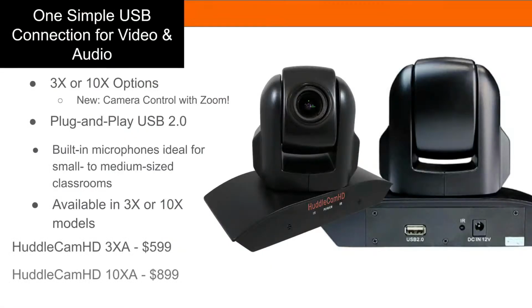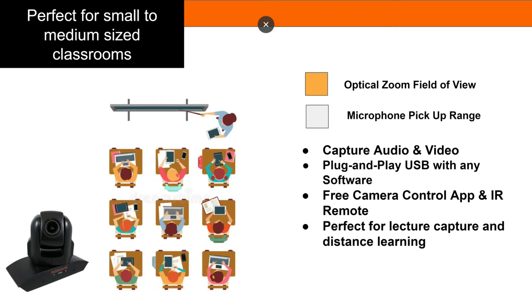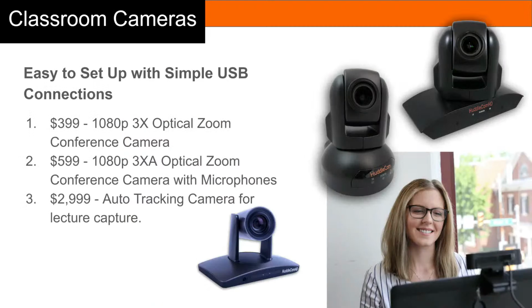So it starts at just $599, and the 10X is $899. So again, less than $1,000 to equip an entire classroom with video communications capabilities. Now, I wanted to show this just because we had a school district put in over 900 of these cameras because of how effective they are in small classroom spaces. You've got the optical zoom to be able to zoom in and show what the teacher's looking at across the room, but you also have that large microphone pickup range in order to capture the entire space so that students can catch up with that.